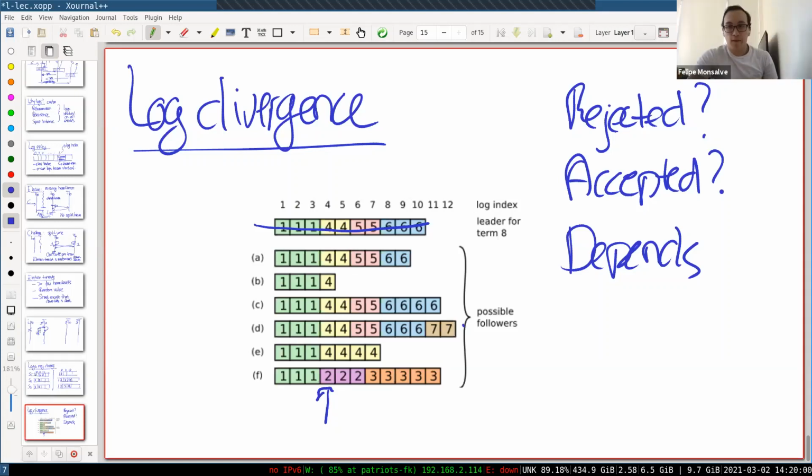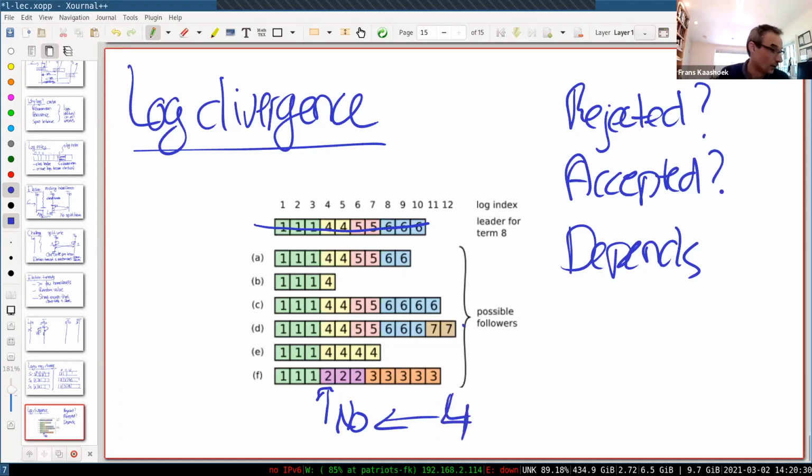No, correct. This will definitely be rejected. And why is that the case? There are entries from term 6 that are already committed. And so F will never be elected. Somebody else will be elected, and nobody has a 2 in term 2 at index 4. So it will be overwritten. With what value will it be overwritten? There will be a 4 overwritten. Yeah, this will become a 4, correct?